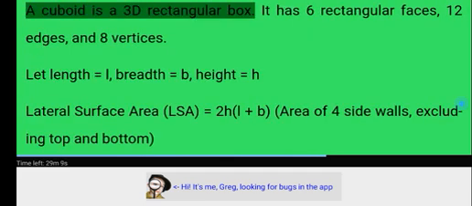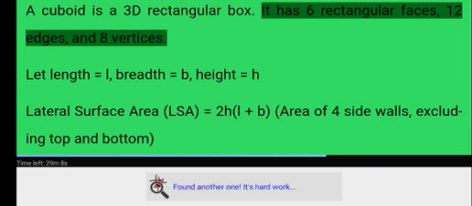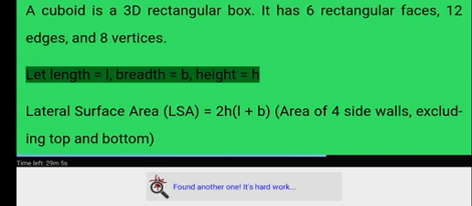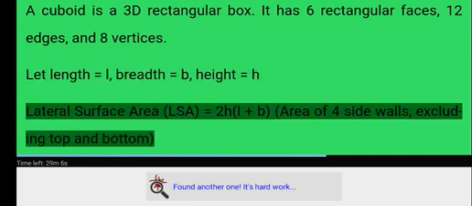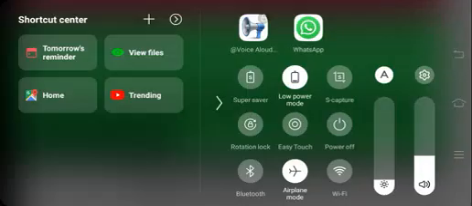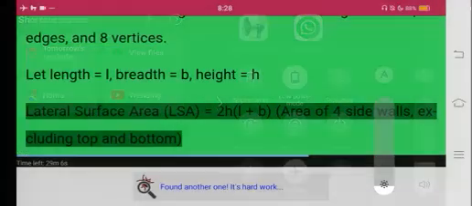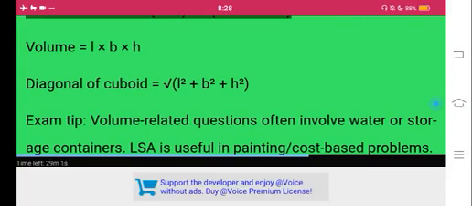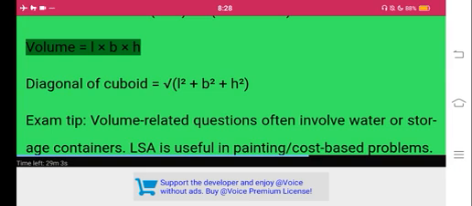1. Cuboid. A cuboid is a 3D rectangular box. It has 6 rectangular faces, 12 edges, and 8 vertices. Let length equal L, breadth equal B, height equal H. Lateral surface area LSA equals 2H(L plus B), the area of 4 side walls, excluding top and bottom. Total surface area TSA equals 2(LB plus BH plus HL). Volume equals L times B times H.